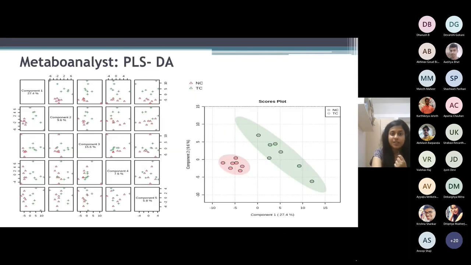After PCA, PLSDA was carried out, which is very similar to PCA, the only difference being that this is a supervised clustering method. In this case as well, a scores plot was generated which showed two different clusters, each having 7 samples and no outliers. The variation between the two components in this case was on the basis of the groups that were already assigned by us.